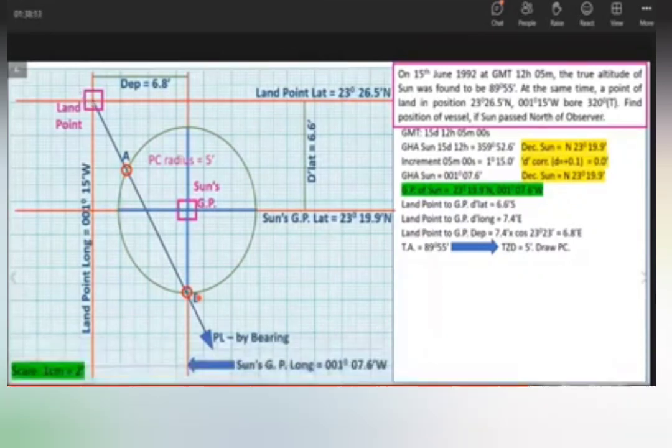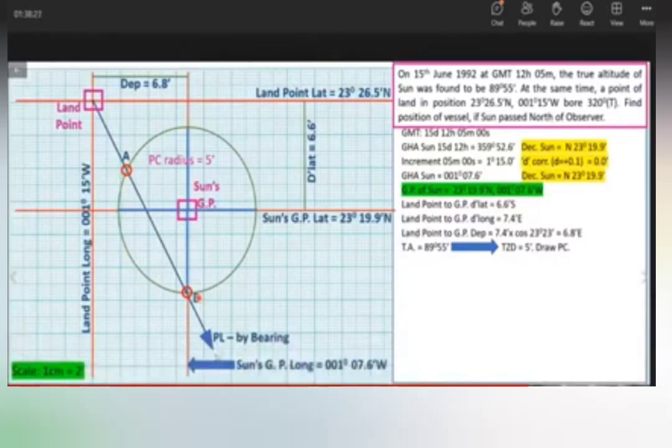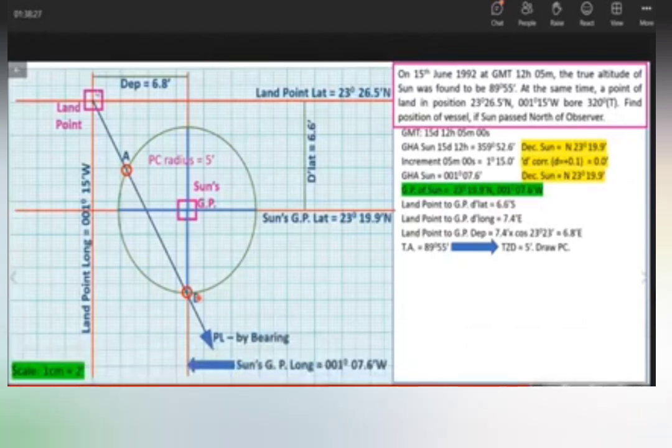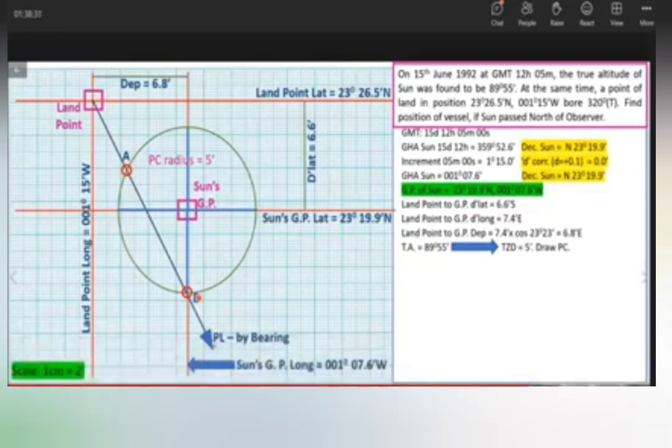Now, if I draw a line from this land point in the reciprocal direction, the ship has to be somewhere on this line. Yeah, then only this will bear 320, beta. So that is what is done. This is how we draw a position line when the bearing of an object is given. So comfortable, beta, up to here? Can we move ahead?